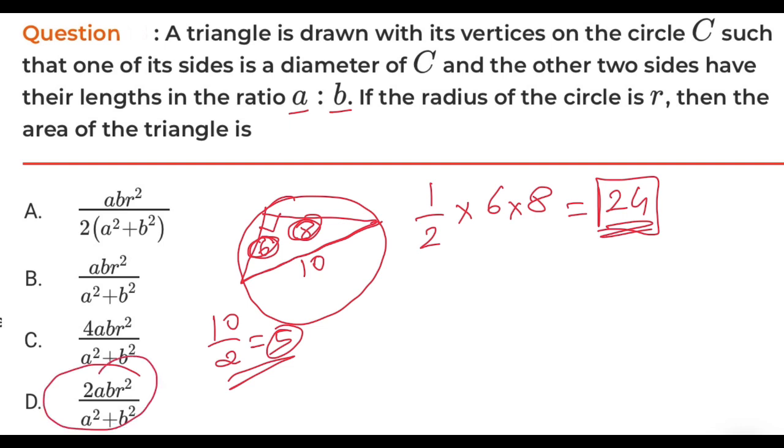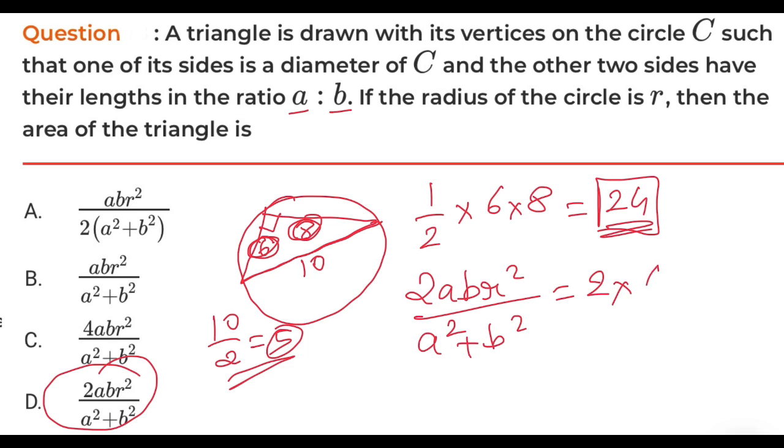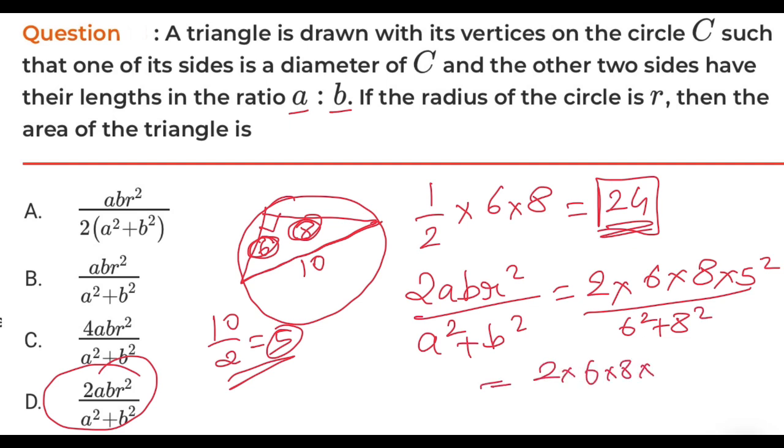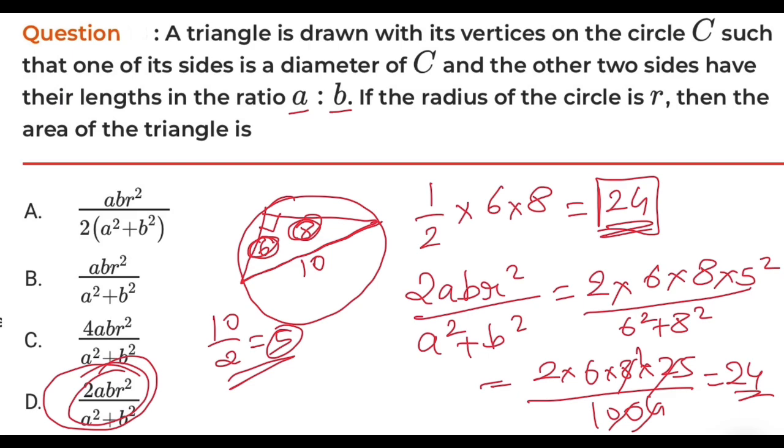In option D, the area comes out to be 2ABR square divided by A square plus B square. Substituting 2 as it is, in place of A I substitute 6, in place of B I substitute 8, R is basically 5 so R square is 5 square, divided by A square plus B square, which is 6 square plus 8 square. That becomes 2 into 6 into 8 into 25 divided by 100. 25 4s are 100, 4 2s are 8, 6 2s are 12, 12 2s are 24, and thereby the answer is option D. This is the approach which I use in the actual exam also, and that gave me the answer very, very quickly.